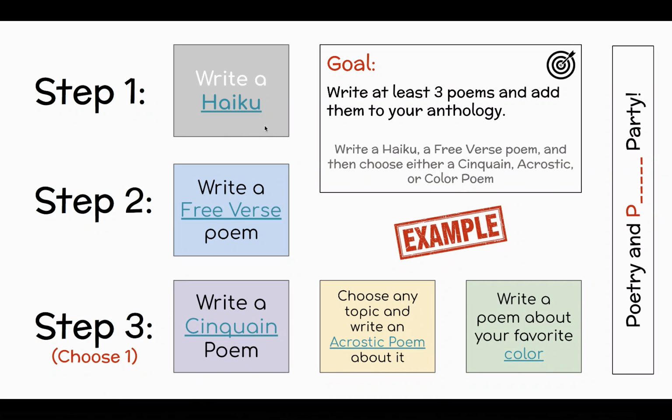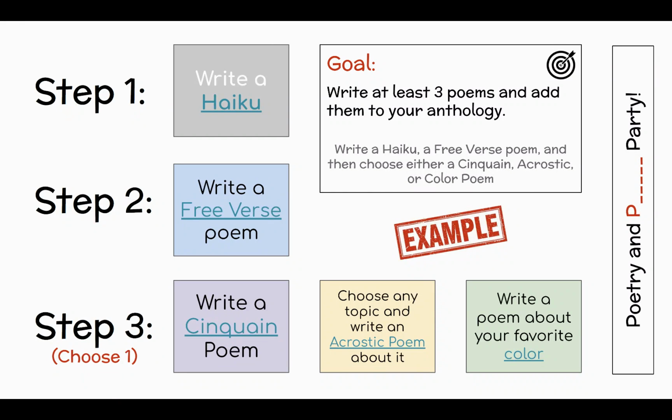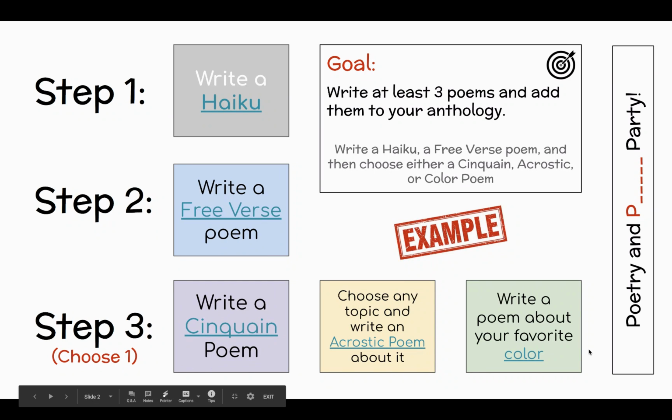You'll notice the name of the poem has a link to it, and that will take them to more information about that specific poem. Also on this page is directions. They need to write at least 3 poems and add them to their anthology. They can write a haiku, a free verse poem, and then choose one of the poems here in step 3.